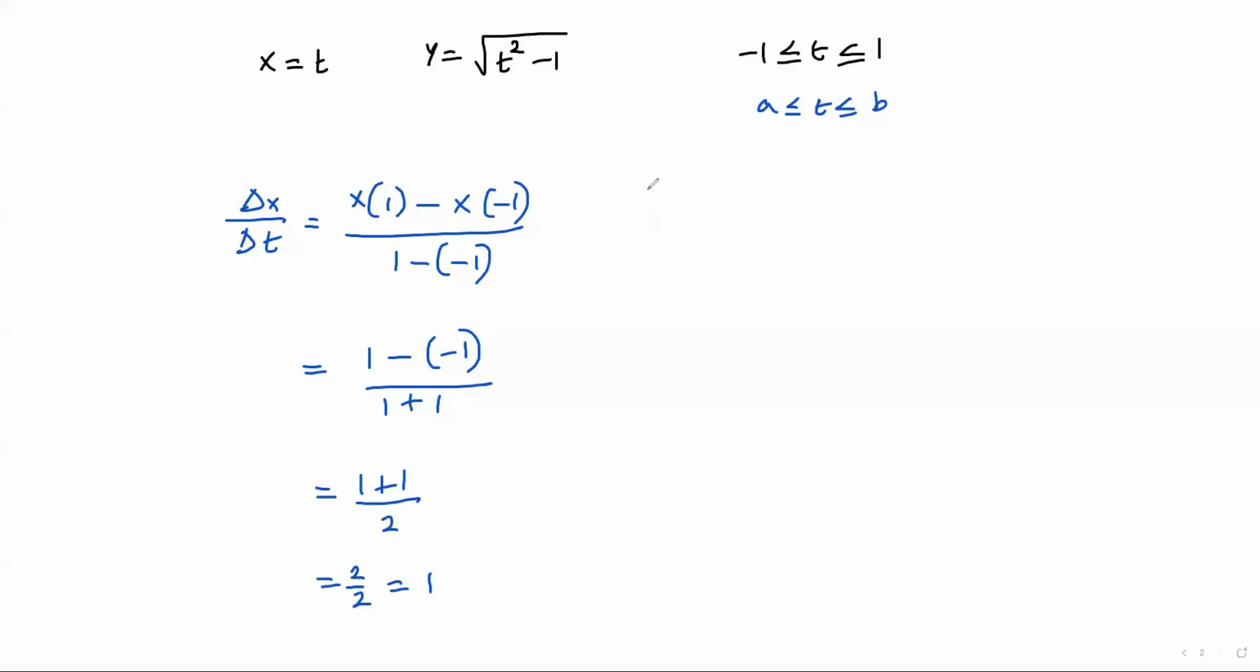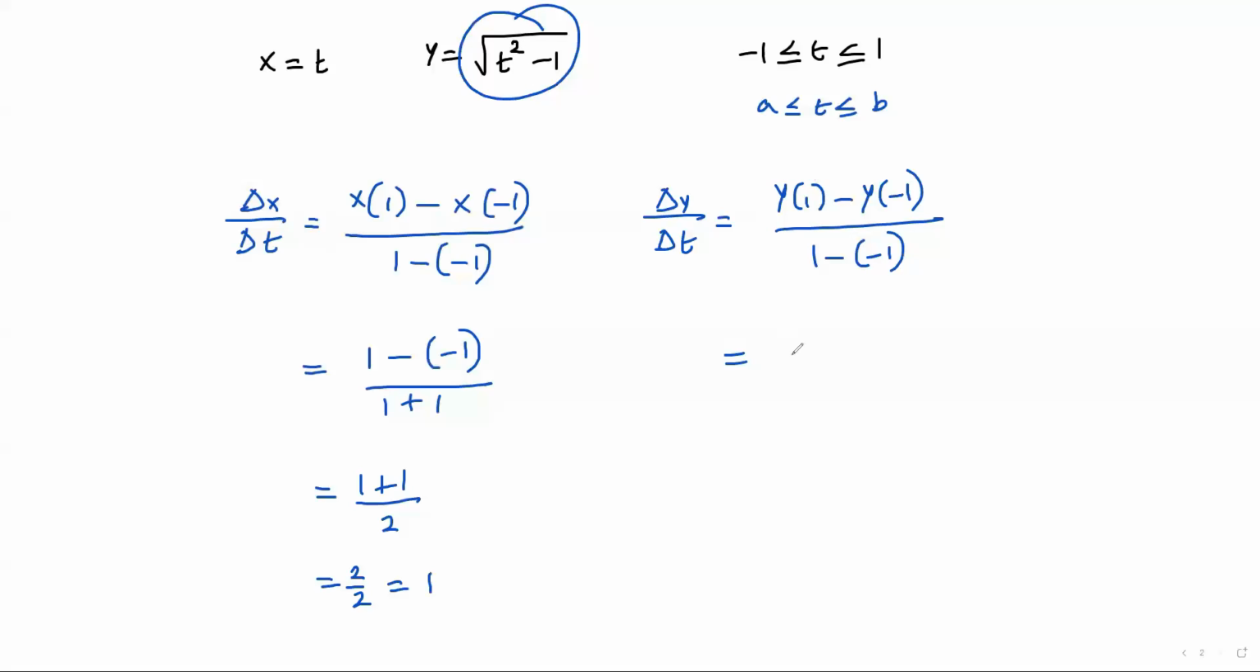Okay, now let's find the average rate of change for y of t, that is delta y over delta t, which is equal to y of b. Already we know that b is equal to 1. So y of 1 minus y of a, meaning y of negative 1, over b minus a, which is 1 minus negative 1. To get the value of y of 1, you have to plug t equals 1 into the second parametric equation, that is the square root of 1 squared minus 1.